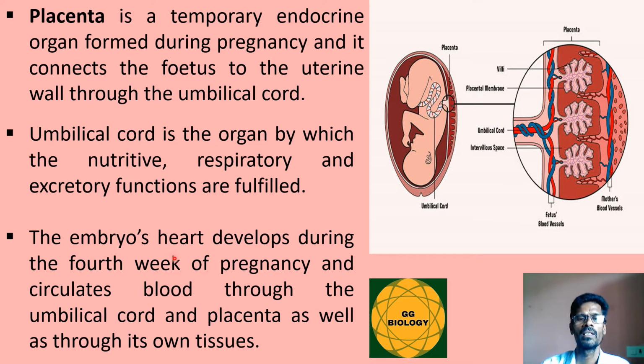The embryo's heart develops during the fourth week of pregnancy, and circulation of blood occurs through the umbilical cord and placenta as well as through its own tissue. This is also carried out by the placenta. After formation of the heart after the fourth week, the circulation of blood is also carried through the umbilical cord.